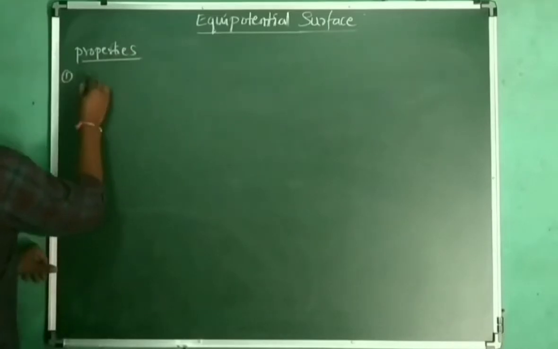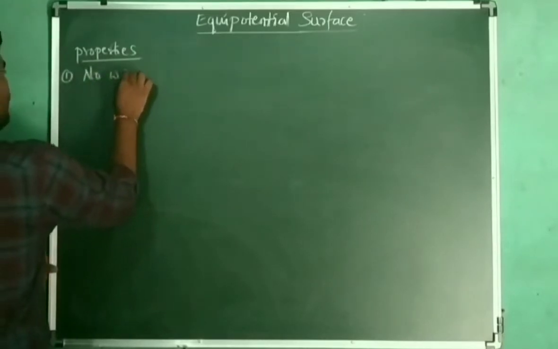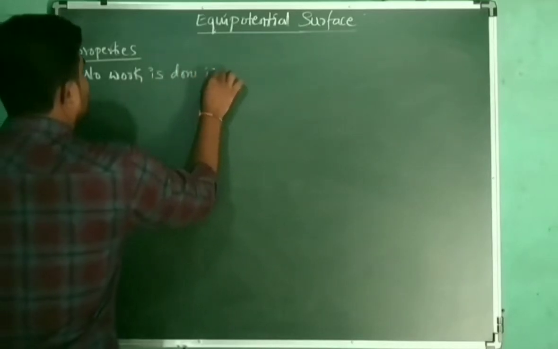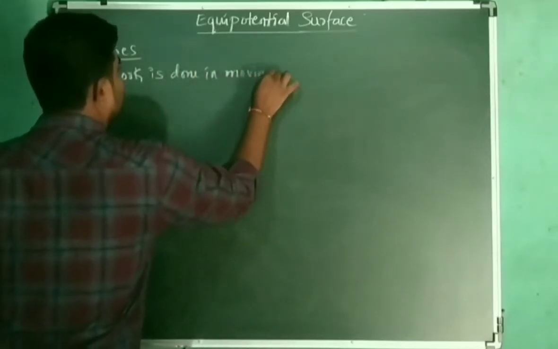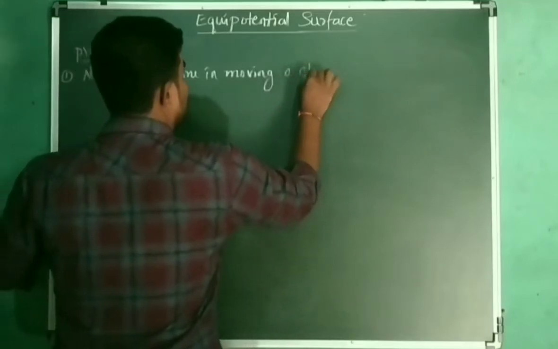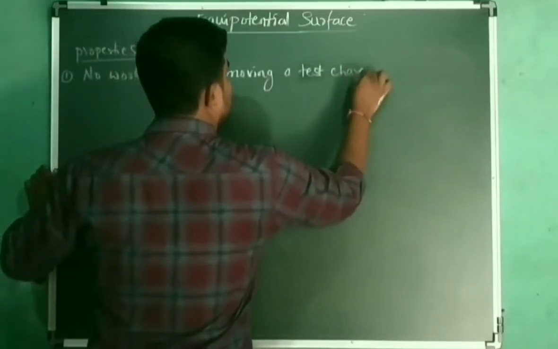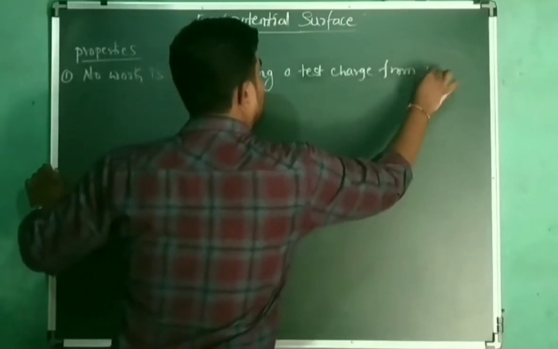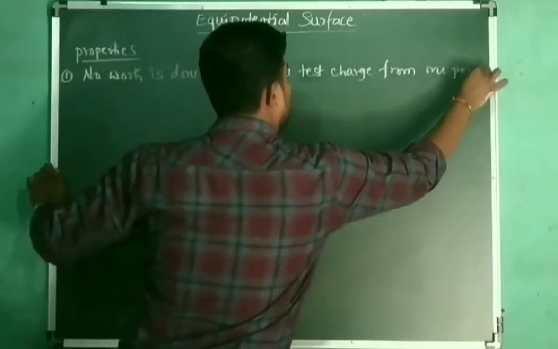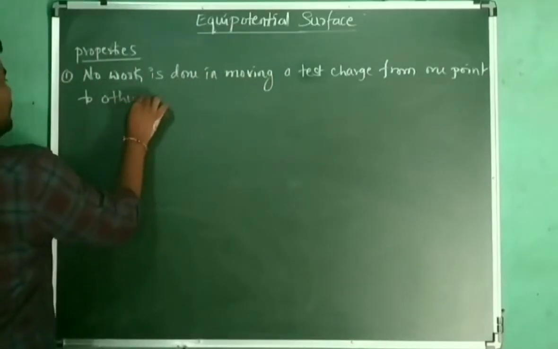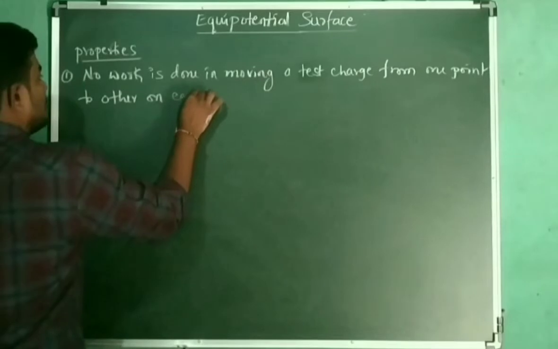And the first very important property: no work is done in moving a test charge from one point to another on an equipotential surface.